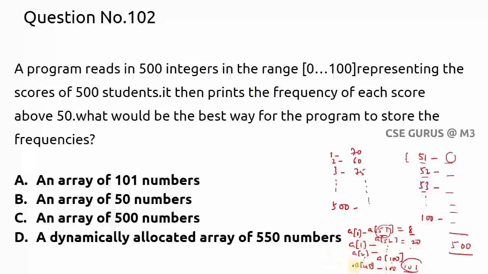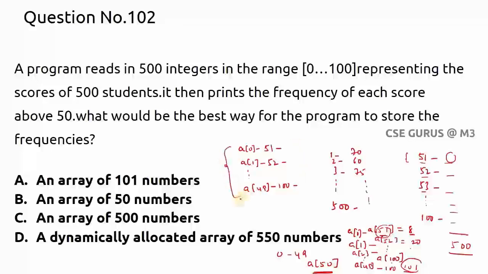If this is the way I can follow, the last one is a of 49. That means a of 0 to 49, the array size of maximum 50 is enough. Of course you can take a of 101 also, but what is the best way? A of 50 is also enough. That means a of 0 will take who got the marks 51, a of 1 who got the marks 52, like this a of 49 who got the marks 100. Like this I can store the count.